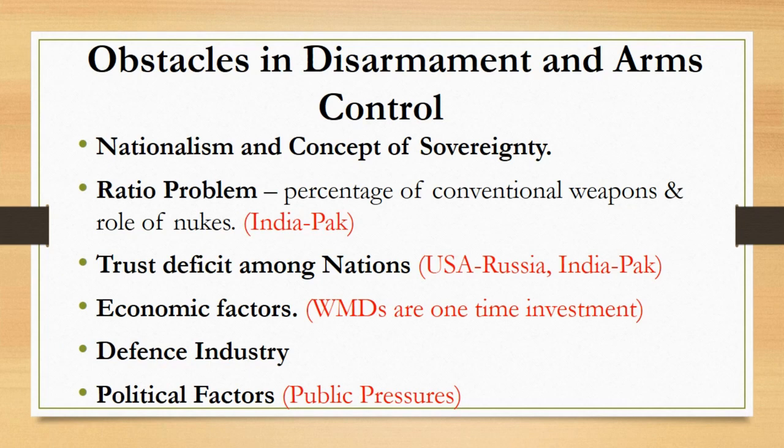Third one is trust deficit among nations. The contemporary world is based on the ideology of realism. States keep on pursuing their own interests only, which creates trust deficit among the nations. This trust deficit between the adversaries is a real problem which creates a big hurdle on the way of arms control and disarmament. We can understand it by taking the example of the relations between USA and Russia, similarly between China and USA, between India and Pakistan, between Iran and Israel, between Iran and Saudi Arabia, and so on.